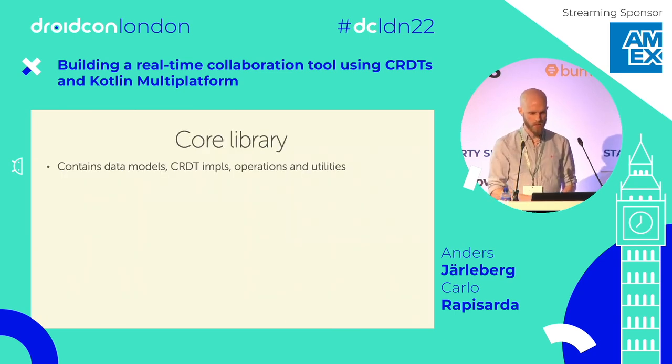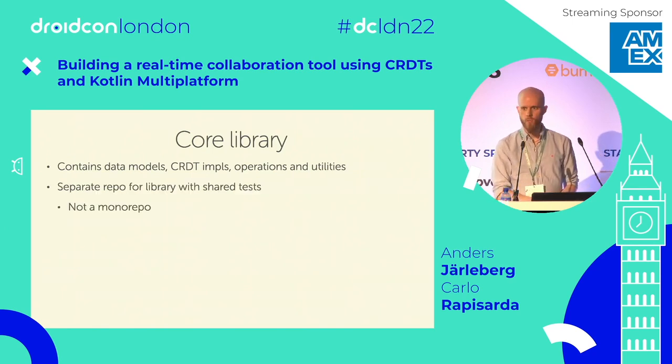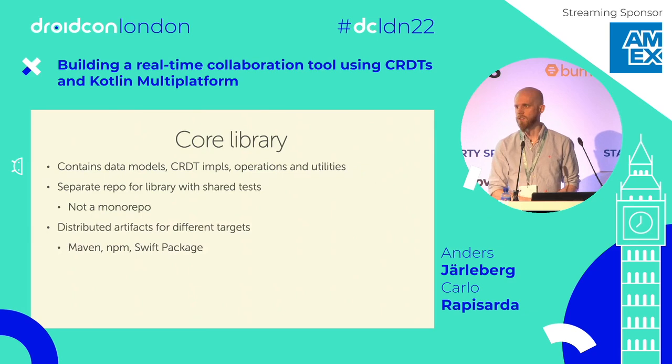We wrote it in Kotlin Multiplatform, and it contains all the data models and CRDT implementations and the operations and utilities that you need, very similar to the code we showed before. We put it in a separate repo. We have, of course, tests for all the different targets, but we don't have a mono repo, and we're not putting the shared code into our app code, for example, or into the backend code. Instead, we distribute it as pre-built artifacts for different targets, using Maven, NPM, and Swift packages.